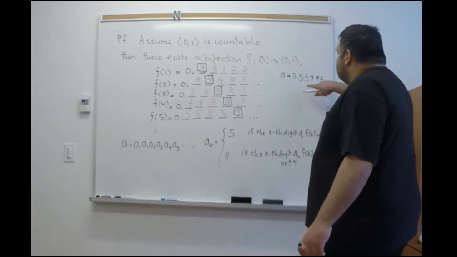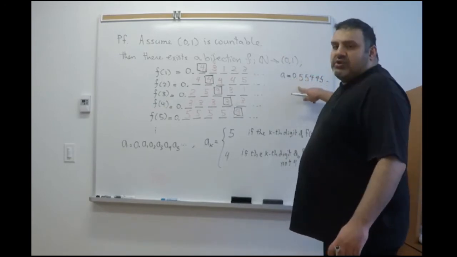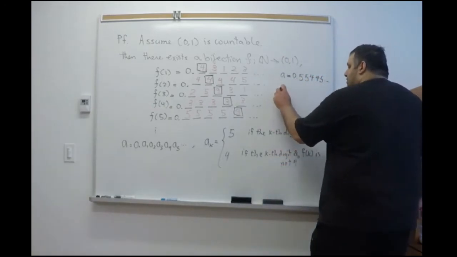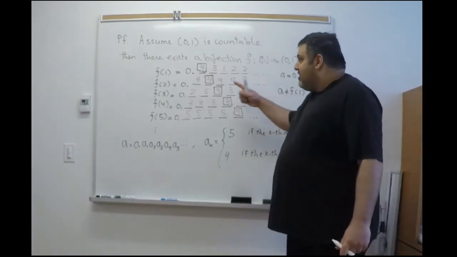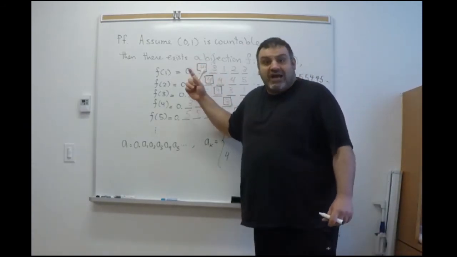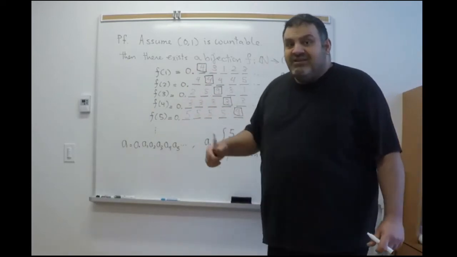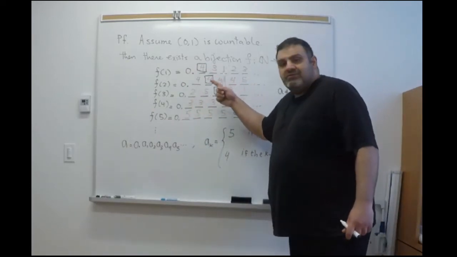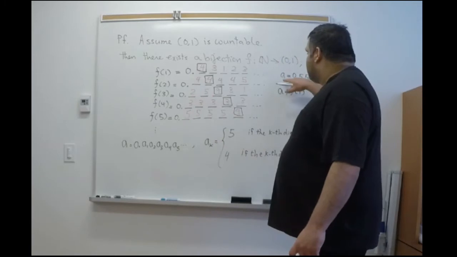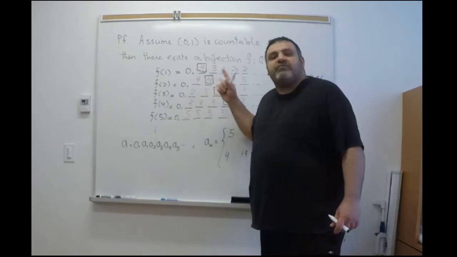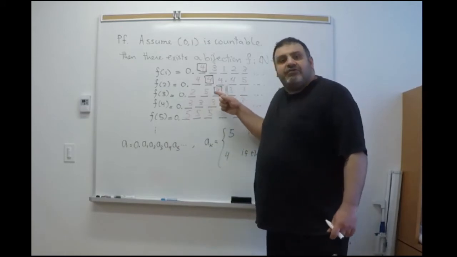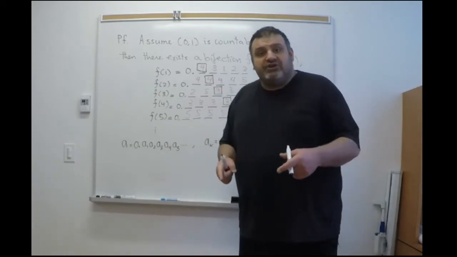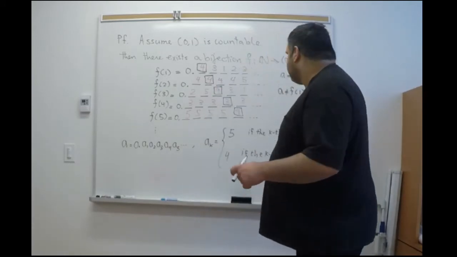And if you notice, A is not equal to f of 1. Why? Well, they differ at the first digit. I changed the first digit. A is not equal to f of 2. Why? Because when I constructed A, I made sure it differed from f of 2 at the second digit. Same with f of 3. I made sure they differ at the third digit, and so on.